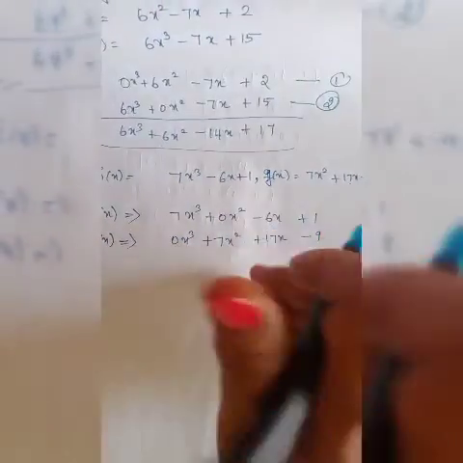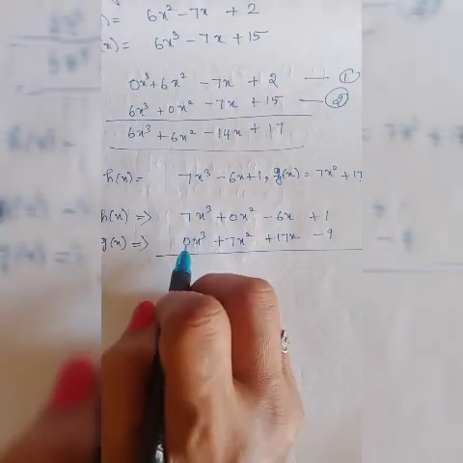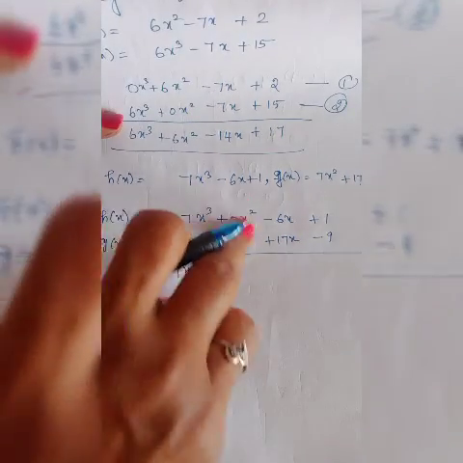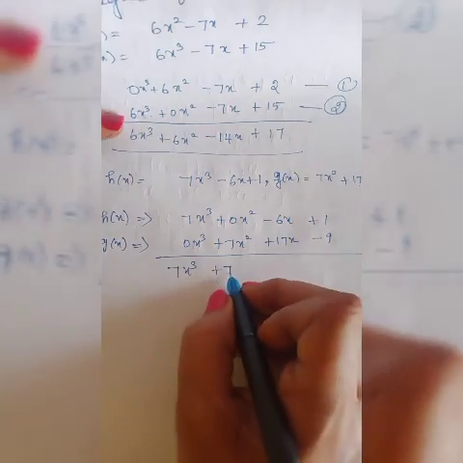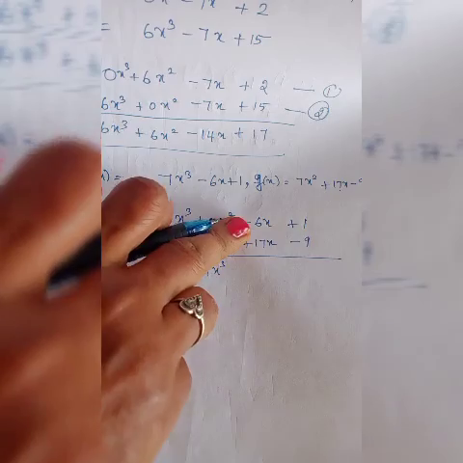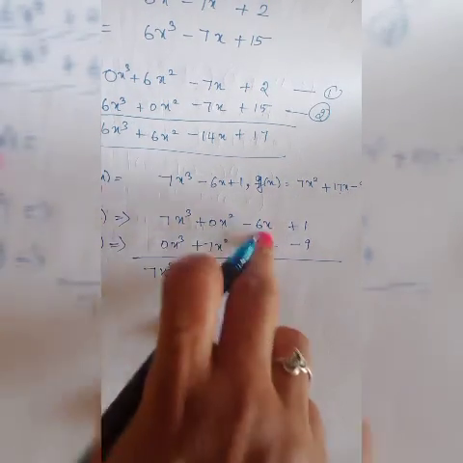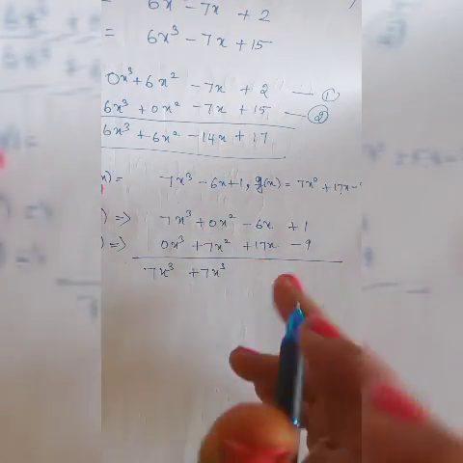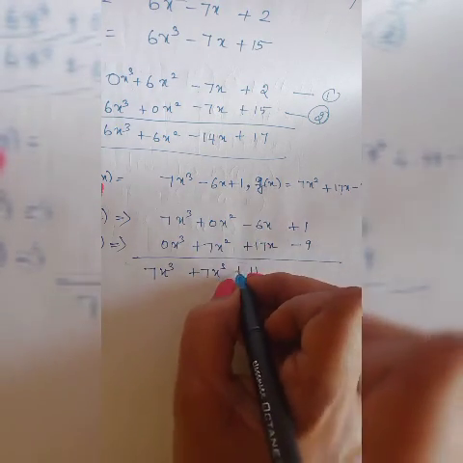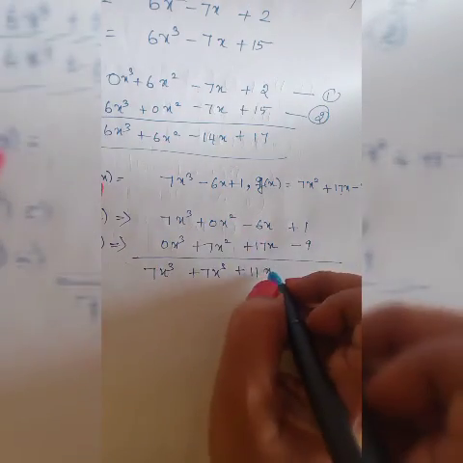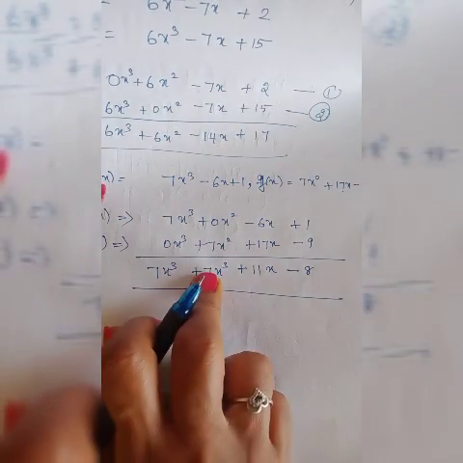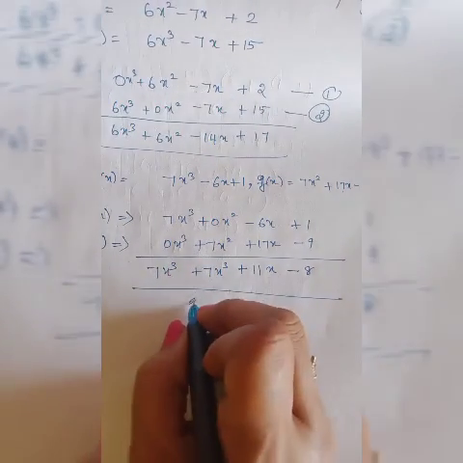Now we are going to add these two polynomials. 7 plus 0, which is 7x cube. Only the like terms you can add. X square term here 0 and 7, so 7x square term. And x term, one with negative and other with a positive. So subtract and put the sign of the highest one, which is 17 minus 6 is 11 with positive sign x. And here if you add these two, I'll get minus 8. This is our resultant polynomial whose degree is 3.